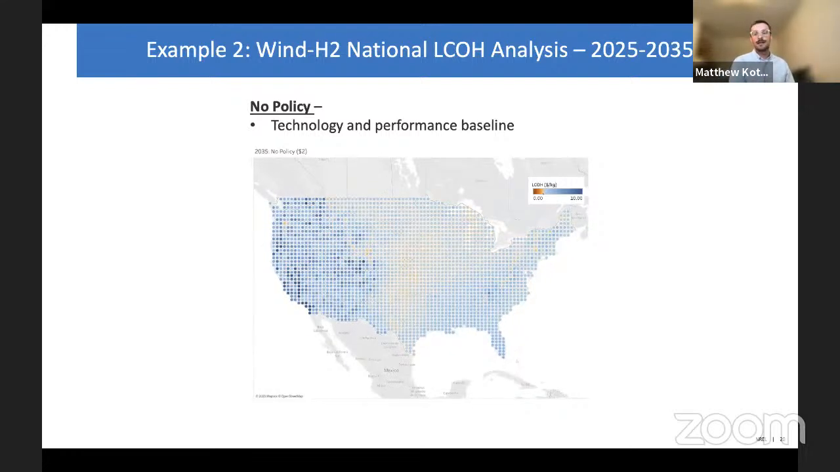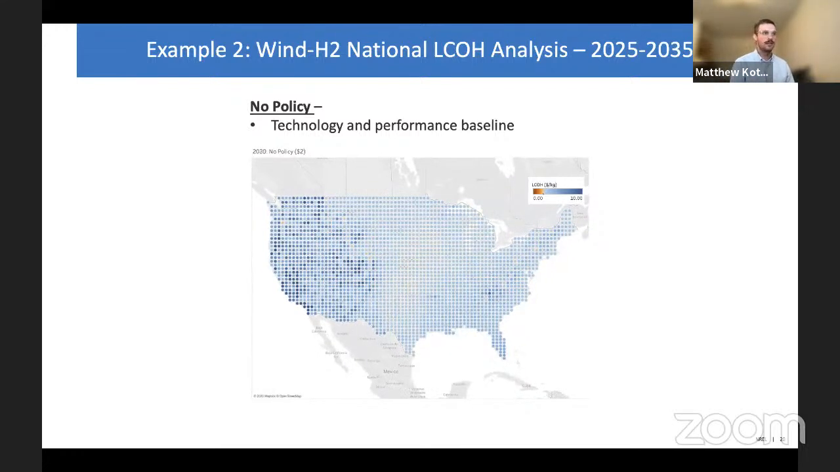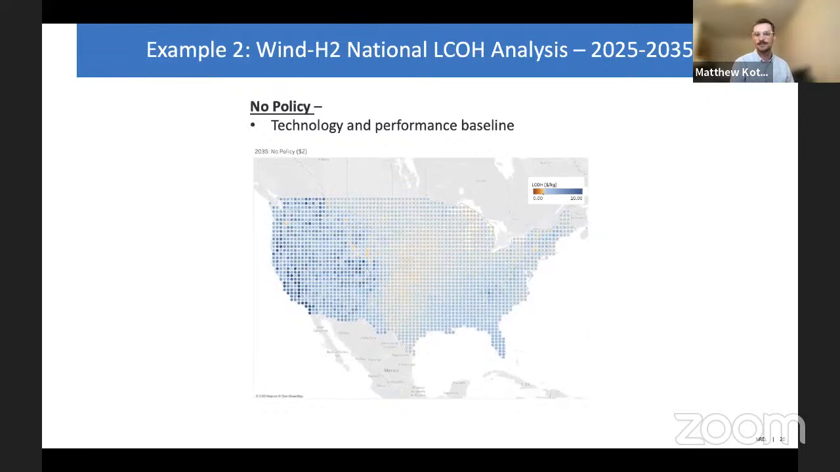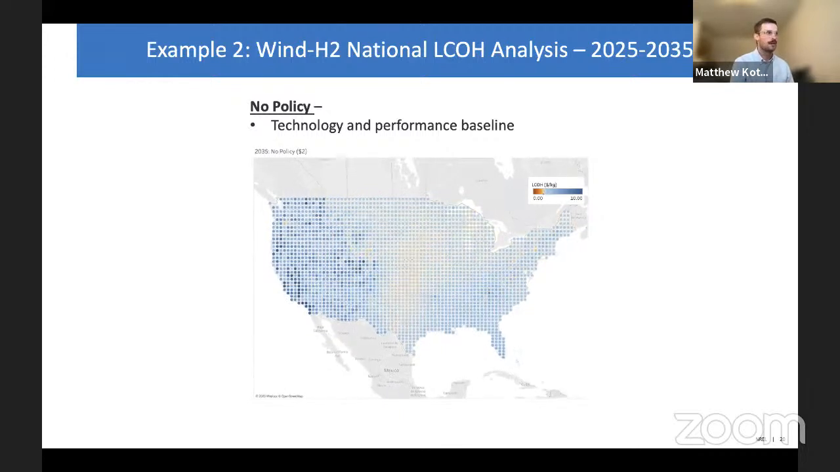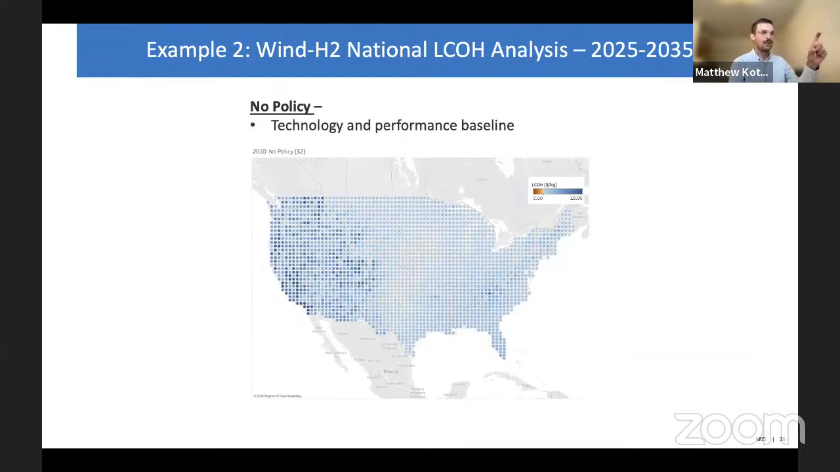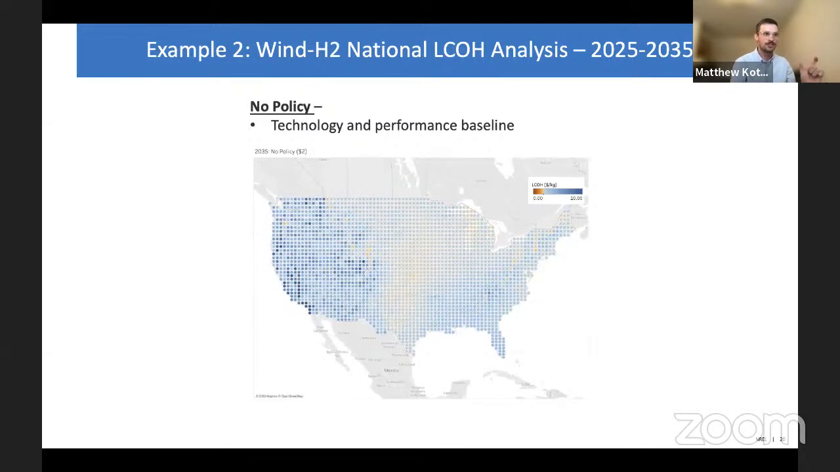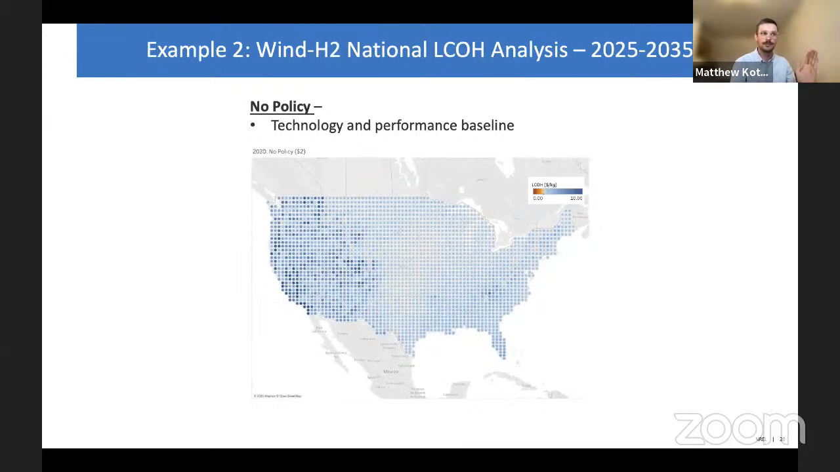So this is the first example of our wind to H2 analysis. This is a nationwide analysis from years 2025 to 2035. And so this is a no policy example. As you can see, this is a little GIF here. So you can see how the values change over the span, and the break-even point where the colors transition from blue to red is your $2 per kilogram.